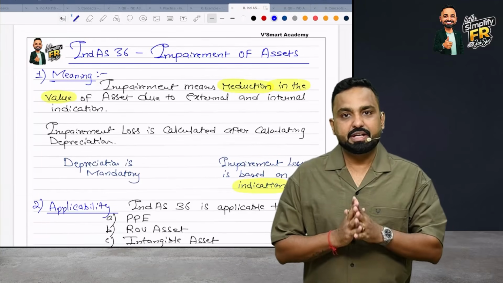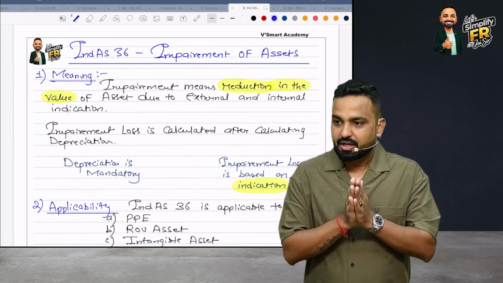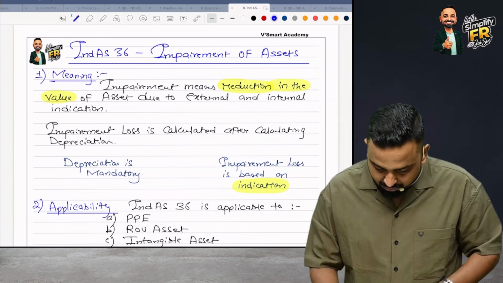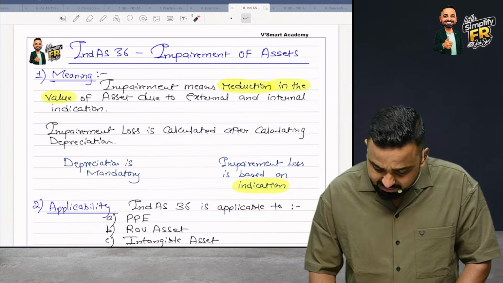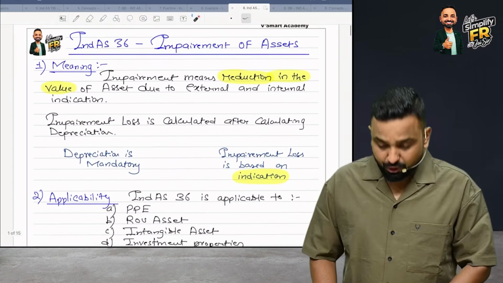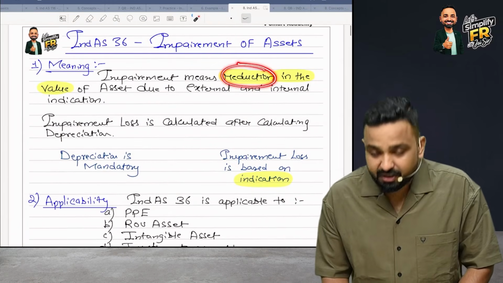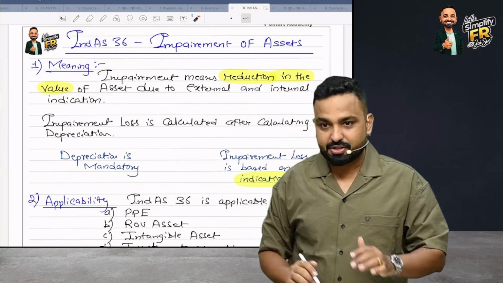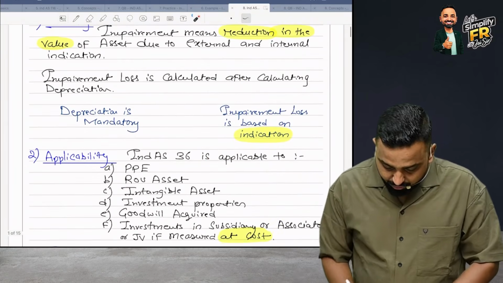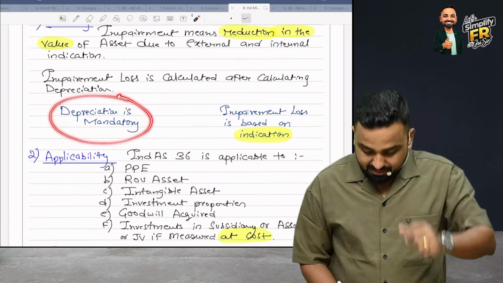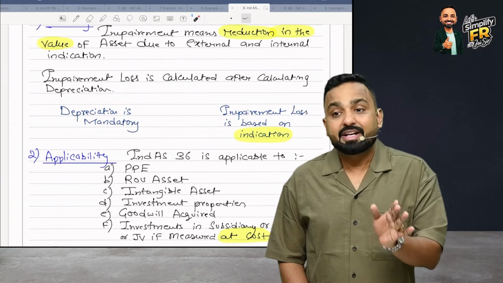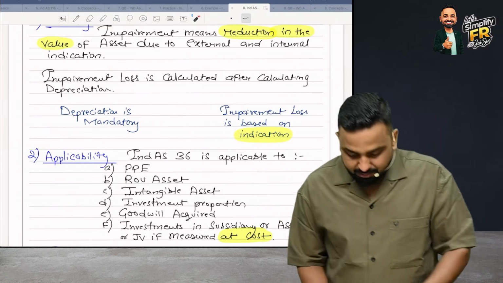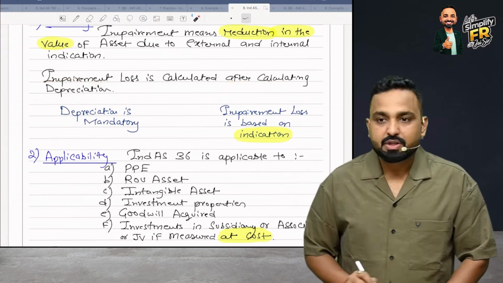So we are revising Ind AS 36 impairment of assets. A very quick recap. Let's revise. First of all, impairment means reduction in the value of the asset beyond depreciation. You remember? Is depreciation mandatory? Yes. But impairment is not mandatory. It is based on indications. We always charge impairment after calculating depreciation.